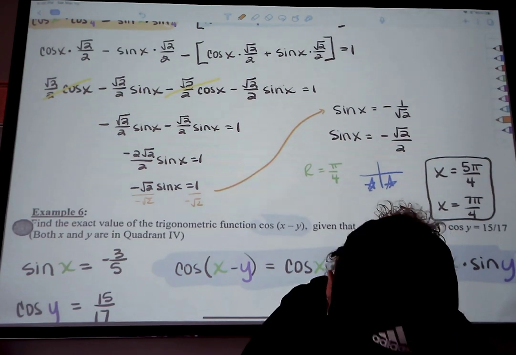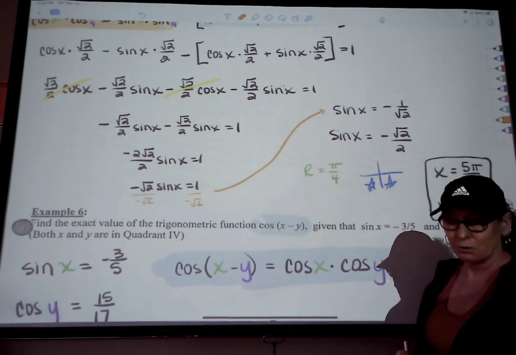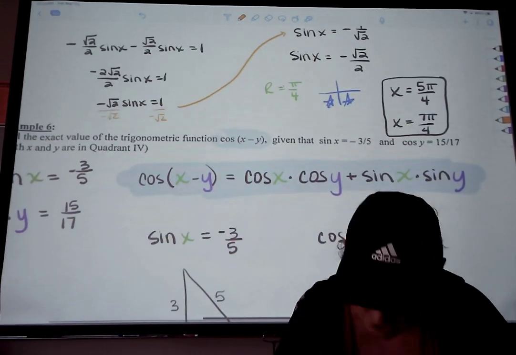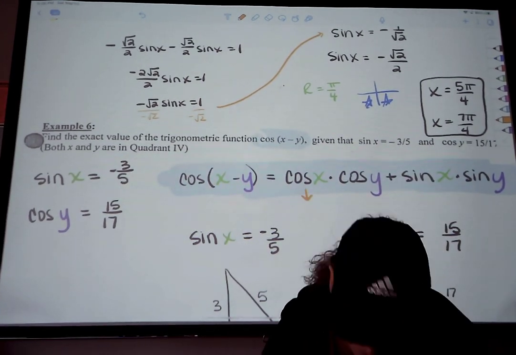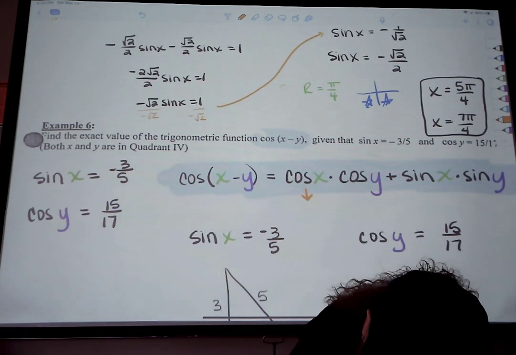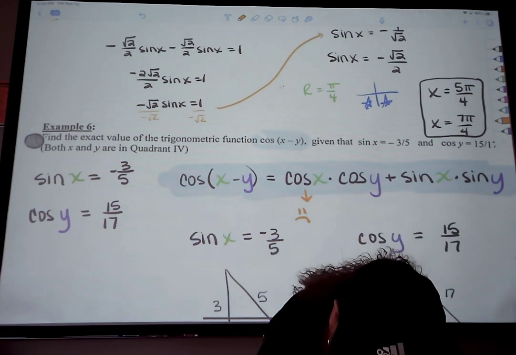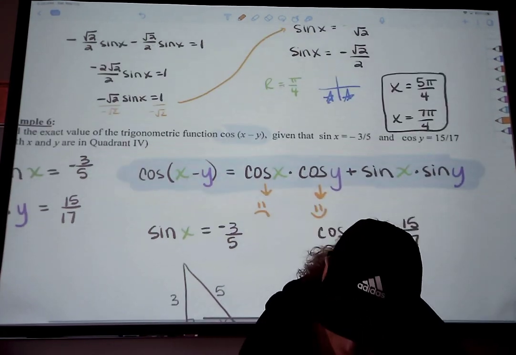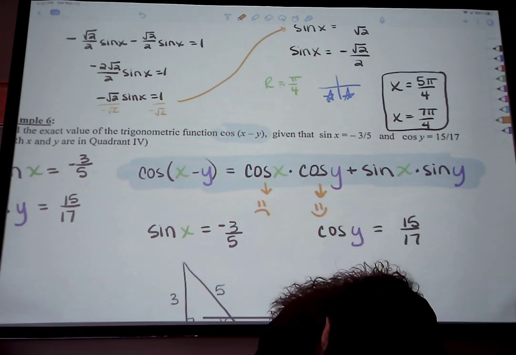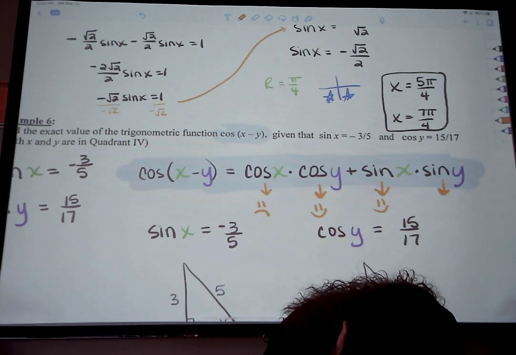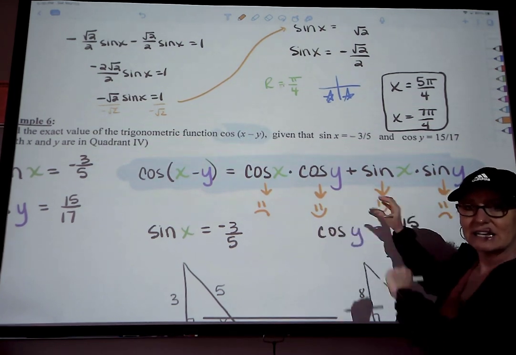So, let's see if I can figure this out by subbing in stuff that I know. Here I go. Cosine x. Do I have cosine x? Oh, dang, I don't have cosine x. How about cosine y? Oh, good, I have cosine y. How about sine x? Yep, I have sine x. Do I have sine y? Nope, I don't have sine y. So I have 2 of the 4 pieces that I need to sub in here.